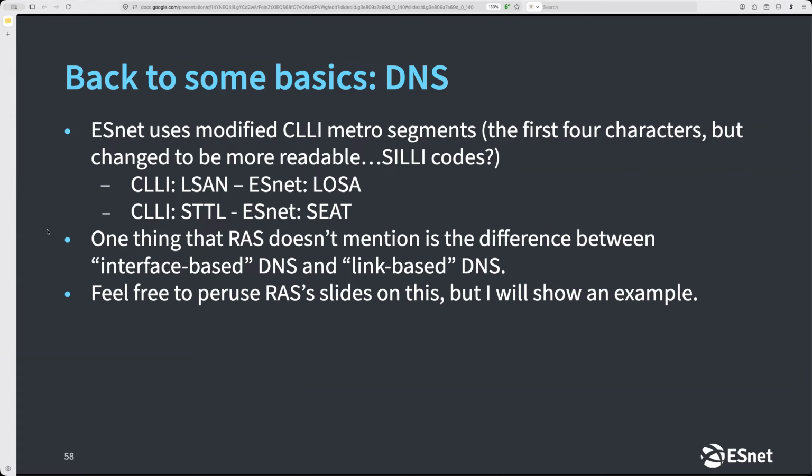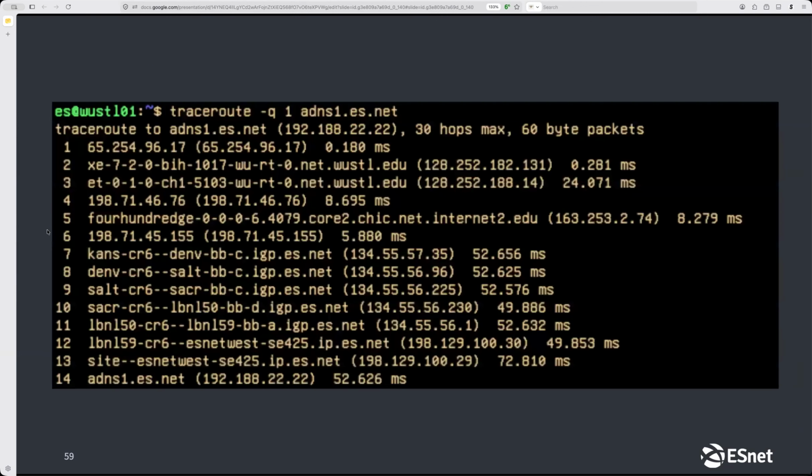One of the things that Raz doesn't mention is that some people do link-based router DNS, like this is the interface that goes to that router. So it's a link-based DNS versus this is the interface that is Ethernet 305 on this router. A lot of people do interface-based DNS. I happen to like interface-based DNS, but there are some reasons why you might want to do link-based.